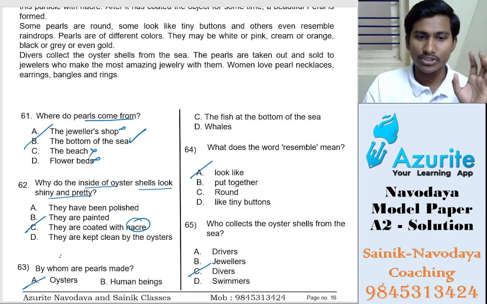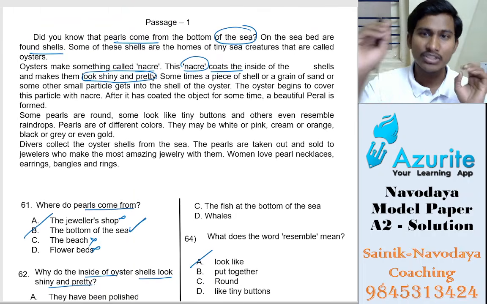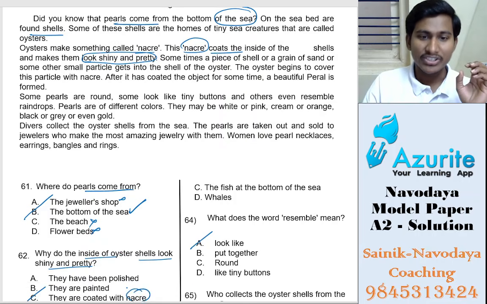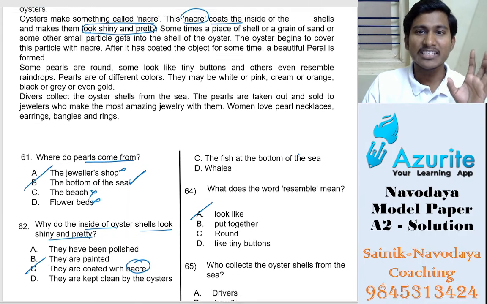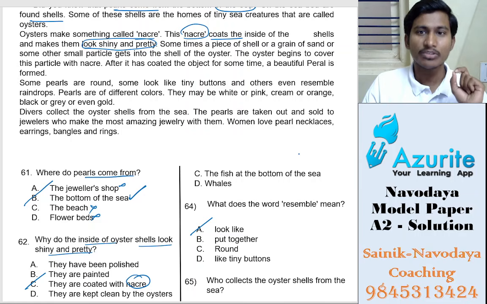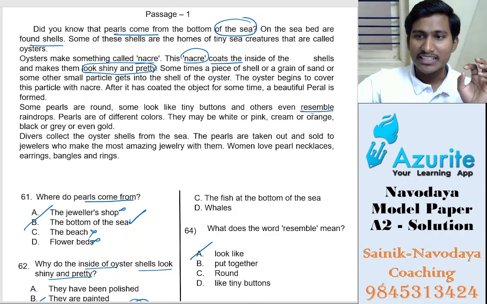Now the third question. By whom are the pearls made? Just now we saw, that is oysters. Option A, directly the answer. Now 64. What does the word resemble mean? You should know the meaning of resemble. If you don't know, find where it is in the passage. Where is the word resemble? Yes, resemble is here.